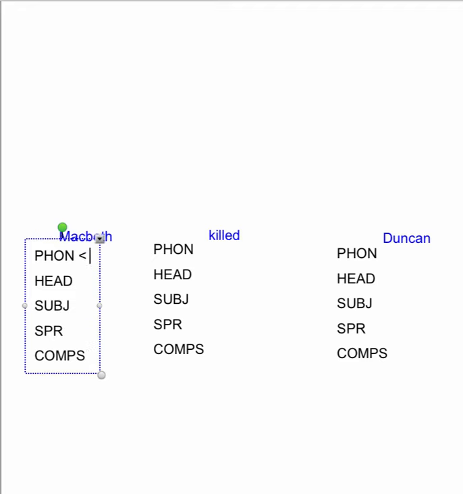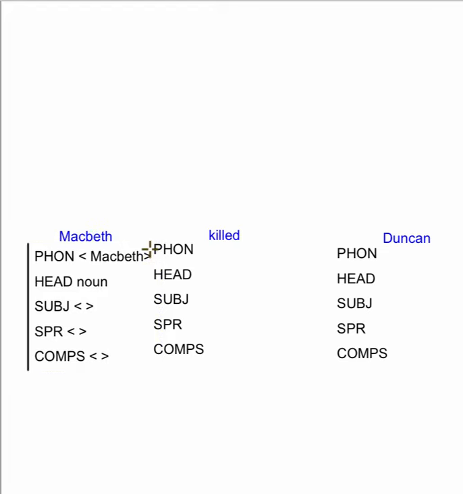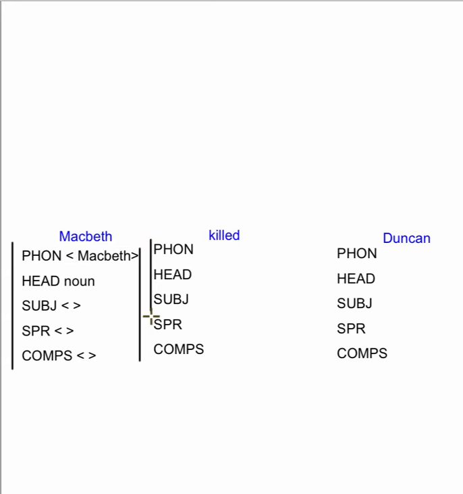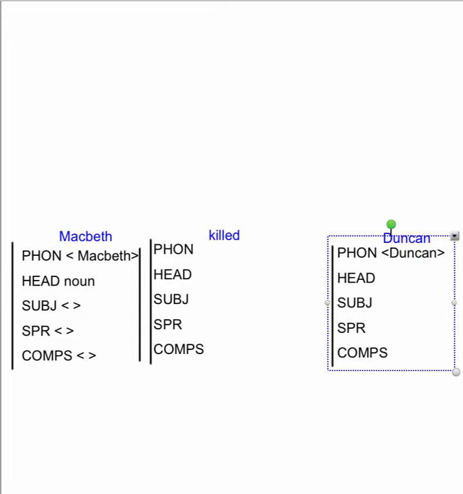Just include the phon value, which is Macbeth. The head value of the proper noun is noun. The subject value is empty. The specifier value is empty. And the comps value is empty. And I put the brackets around it. Similarly for the noun Duncan, the phon value is Duncan. The head value is noun, and being a proper noun, it also does not need any subject or complement.